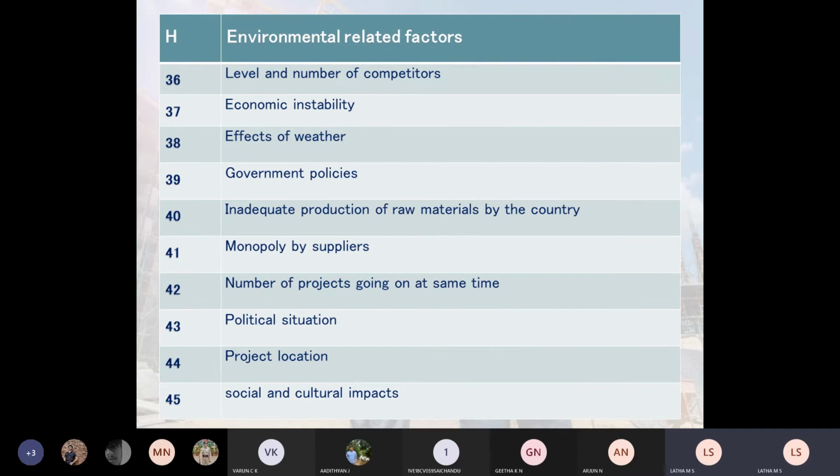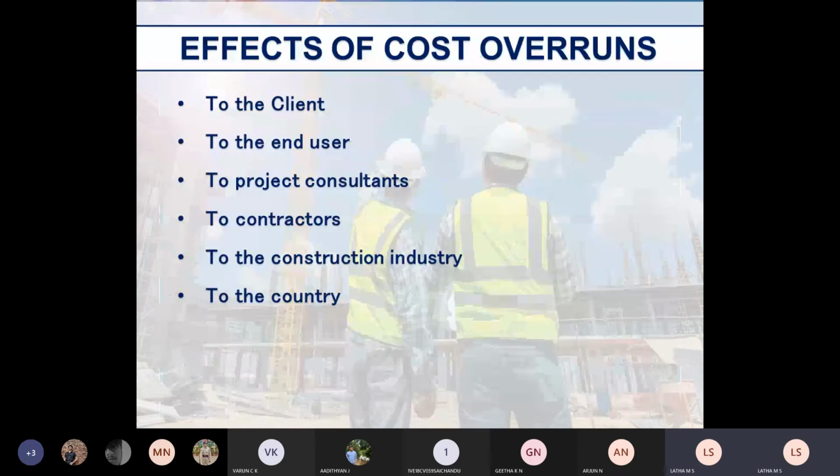Next, as I said just before, there are a number of environmental related factors. You find the level and number of competitors. There are different competitors. Today you have given the work to one vendor, the other vendor may be costing you a little less for the construction. Economic instability, effect of weather, government policies. There are many changes you may find. These are the general factors which are contributing directly or indirectly to the project completion.